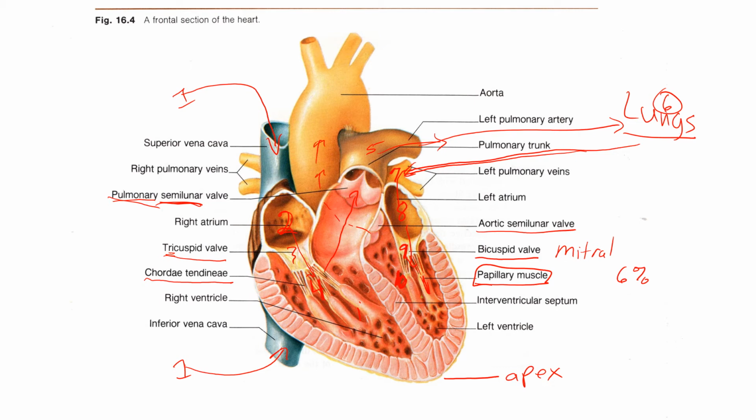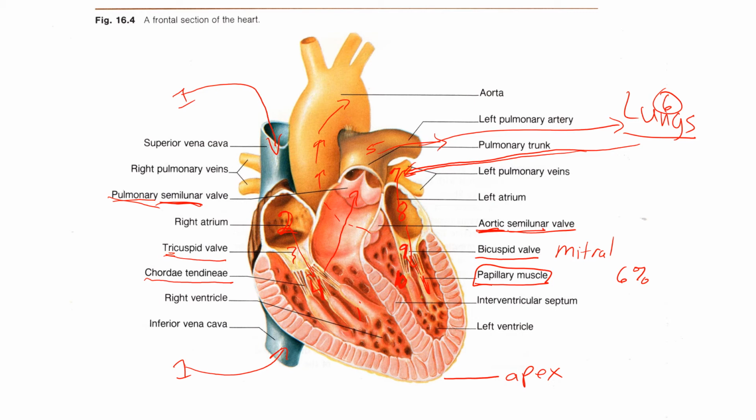Okay, so since they're half moon shaped, semilunar, it's leading into the aorta, so aortic semilunar valve. Okay. And once it's in the aorta, the blood is going to the rest of the body.